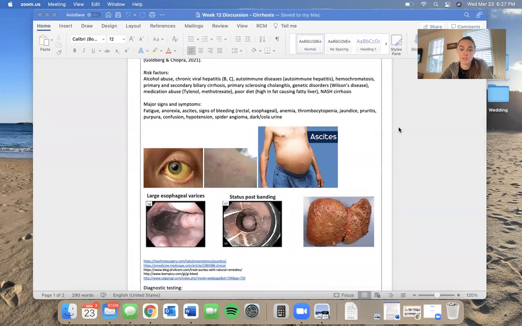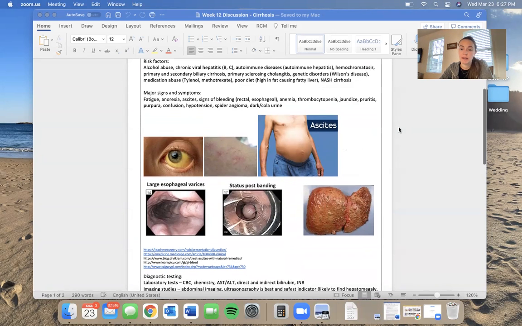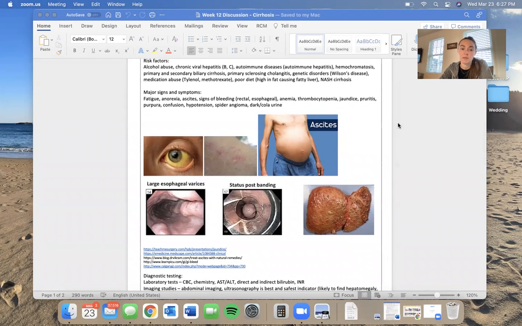So major signs and symptoms are fatigue, anorexia, ascites, signs of bleeding, either rectal or esophageal, anemia, thrombocytopenia, jaundice, pruritus, purpura, confusion, hypotension, spider angioma, or dark colored urine. So you can see this man's eye is very jaundiced here, the yellowing of the sclera. If the liver disease is significant, you can also see jaundiced skin.